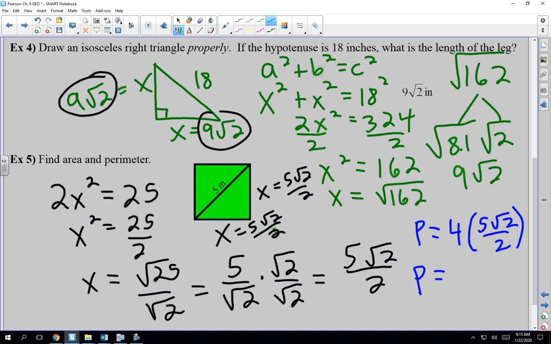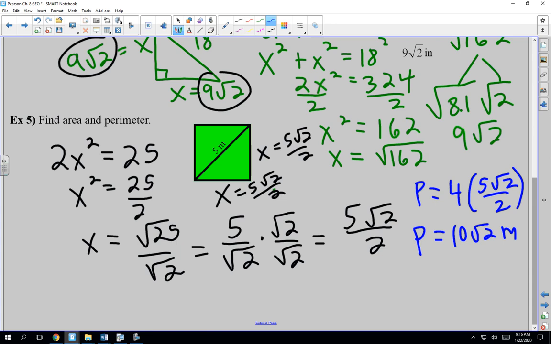So 4 divided by 2 is 2. 2 times 5 is 10 root 2. So you got 10 root 2 meters. And that's an exact form. And you could pop it in your calculator. That's the exact form of the perimeter. The area is equal to 5 root 2 over 2 squared. Okay, because this is a square.